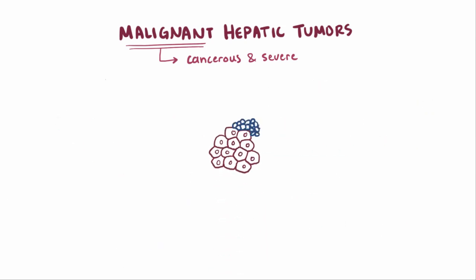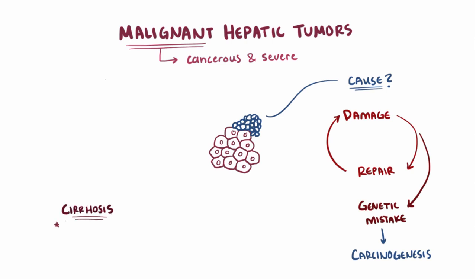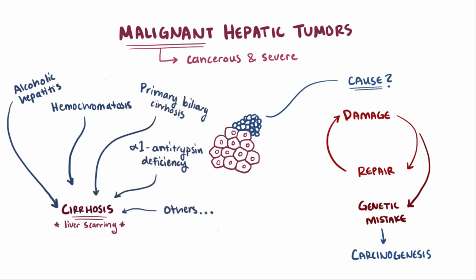Alright, but what exactly causes the mutation in the hepatocyte, though? Well, the mechanism isn't fully understood and can probably be caused by a lot of different things. Most importantly, though, things that put the liver in a constant cycle of damage and repair are the biggest culprits. If the liver cells are constantly being forced to repair, this raises the chances of genetic mistakes or mutations, which potentially leads to carcinogenesis or development of cancer cells. Examples might be any disease that leads to cirrhosis and scarring of the liver tissue, which can include alcoholic hepatitis, hereditary hemochromatosis, primary biliary cirrhosis, alpha-1 antitrypsin deficiency, and others.